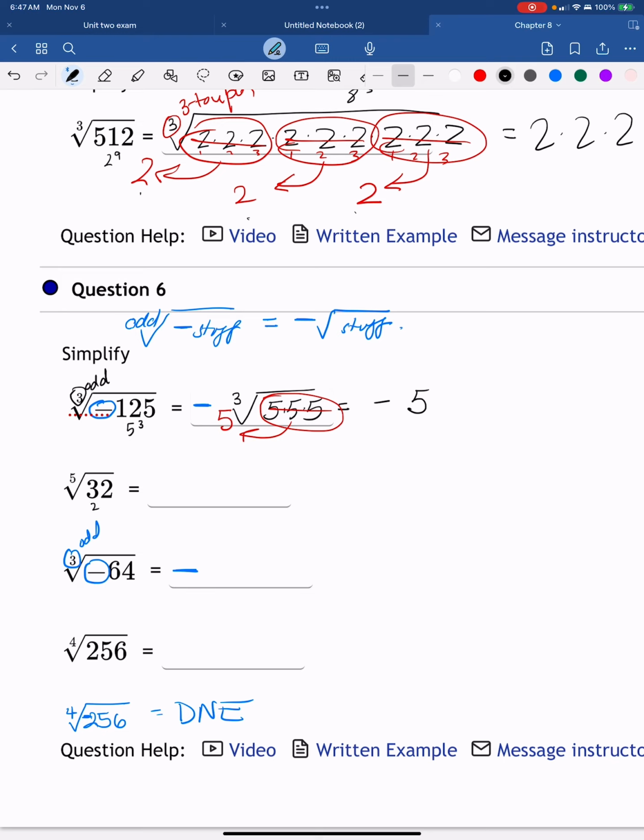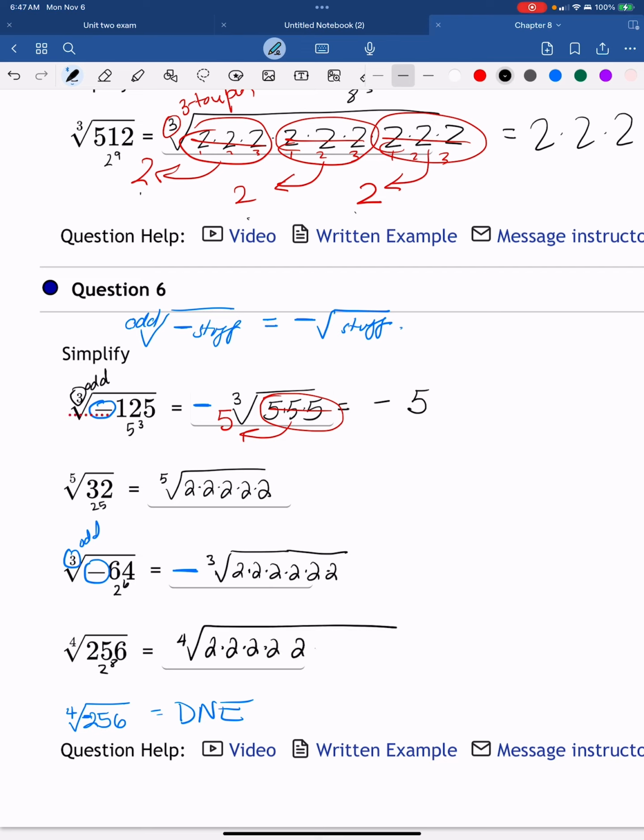32 is 2 to the 5th. 64 is 2 to the 6th. And 256 is 2 to the 8th. So I'm dealing with the 5th root of 2 times 2 times 2 times 2 times 2. Here I'm dealing with the negative 3rd root of 2 times 2 times 2 times 2 times 2 times 2. I need 6 of them. And the last one I'm dealing with the 4th root of 2 times 2, 8 of them.